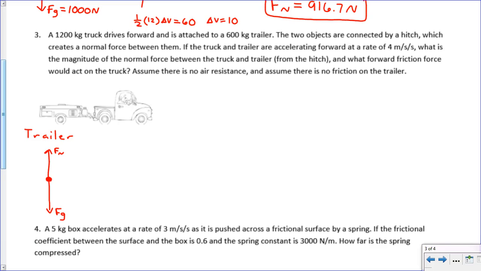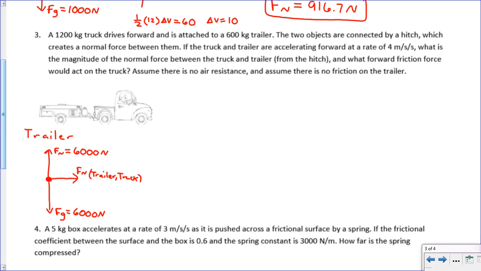All right, and then it's got a force pulling it forward from the truck, which I said is a normal force applied from the hitch. The gravitational force, because it's a 600 kilogram trailer, is going to be 6,000 newtons. The normal force is also 6,000 newtons, because the trailer is accelerating to the right, not up and down. The thing we don't know is this normal force between the trailer and the truck.